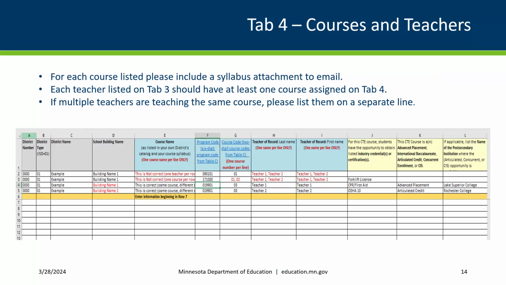If you have multiple teachers that teach the same courses, list the course multiple times with a different teacher of record on each separate line. Columns J, K, and L can be filled out if they are relevant to your course.